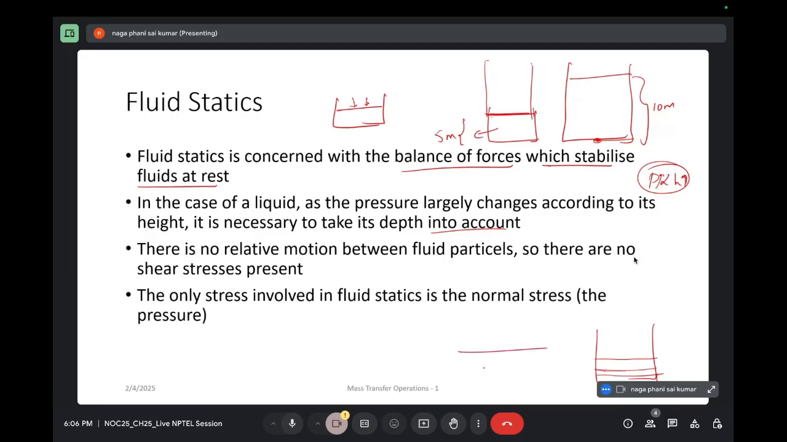So when two different layers or two different fluid particles are at rest, then there will be no relative motion between these two particles, right? So if there is no relative force or relative motion among these particles, then shear stress will also be zero between these layers or particles. Okay, and the only stress which is involved in the fluid statics is the normal pressure, which is nothing but the pressure force.